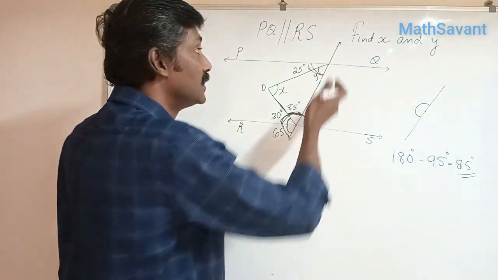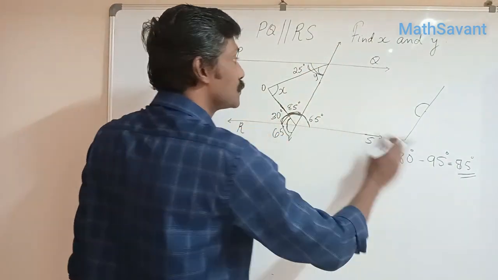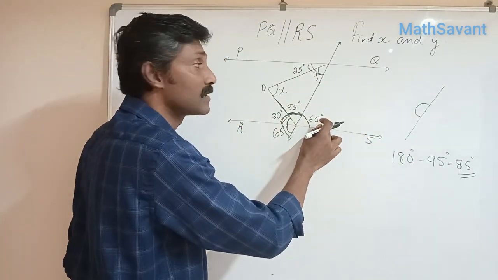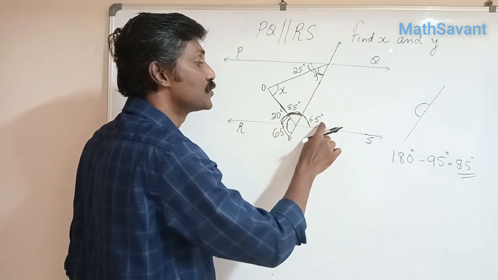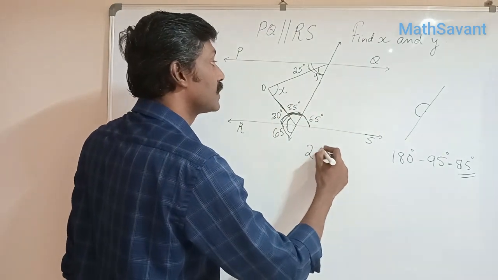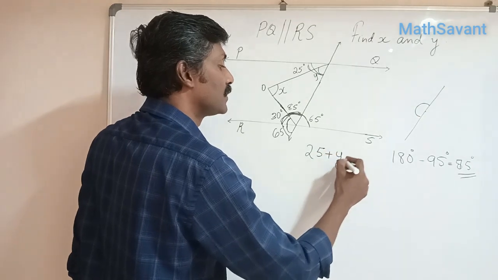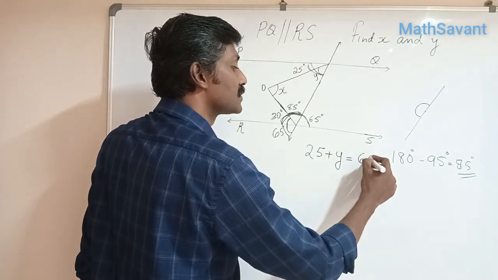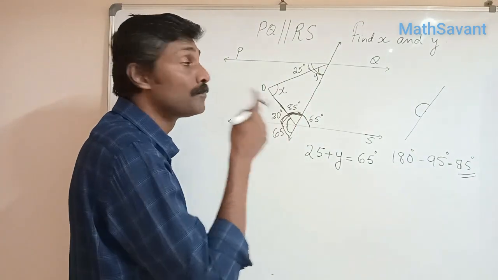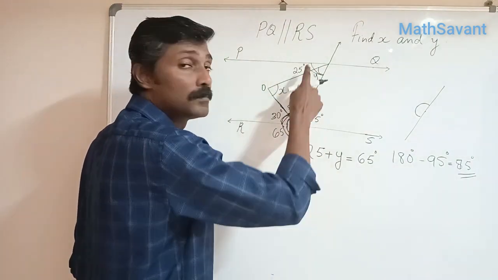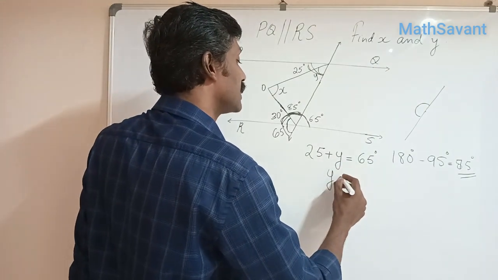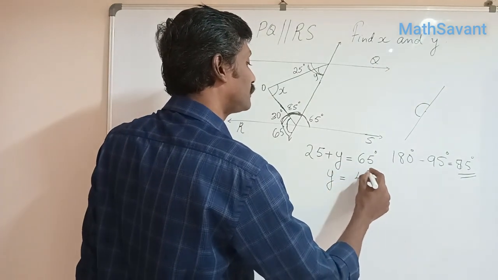Why? Because this is a transversal, these two lines are parallel, so these two are alternate interior angles. So 25 plus y has to be equal to 65 degrees. So let's write that 25 plus y and 65 are equal because they are alternate interior angles. Angles on both sides of the transversal on both the lines, right? So we get y is equal to 65 minus 25, which is 40 degrees.